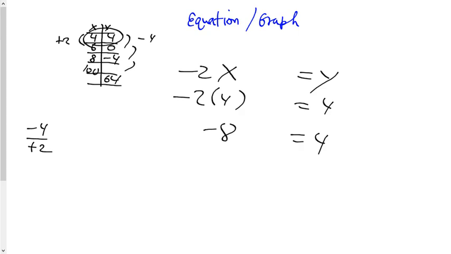Chloe, what constant is needed? What do you add to negative 8 to get a positive 4? I think it's 12. I might be wrong. Therefore, that is your equation.